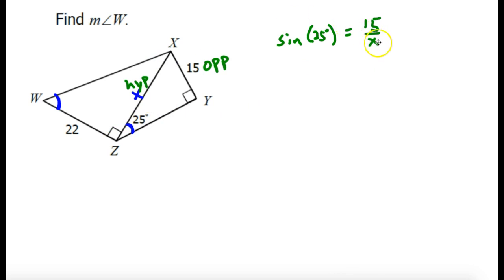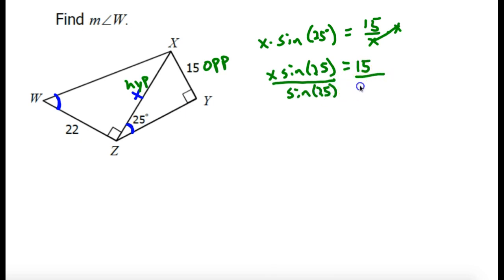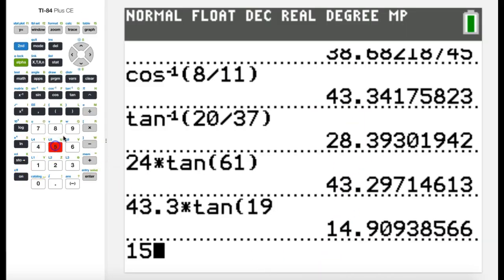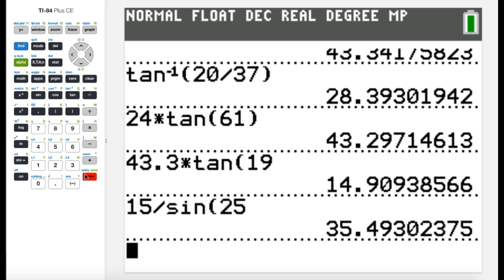To solve for that, I'm going to need to multiply both sides by x first. So x times the sine of 25 equals 15. Then divide both sides by the sine of 25. And this we can put in the calculator. 15 divided by the sine of 25. We get 35.5 if we round to the nearest tenth.